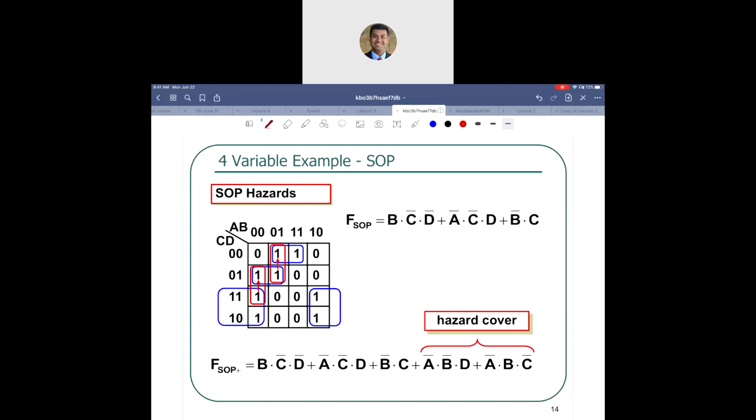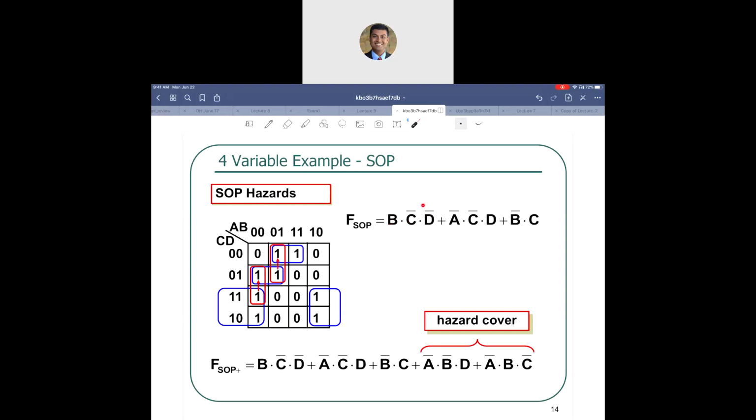Let us do a 4-variable example. Actually, you know what? Let's do this. I think we can continue with this. So this is a 4-variable K-map. We are looking at the sum of product hazards. So let's take a look. Our sum of product expression is given to us as B, C complement, D complement, or A complement, C complement, D, or B complement and C.